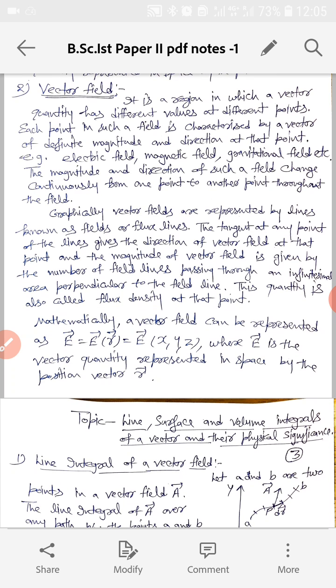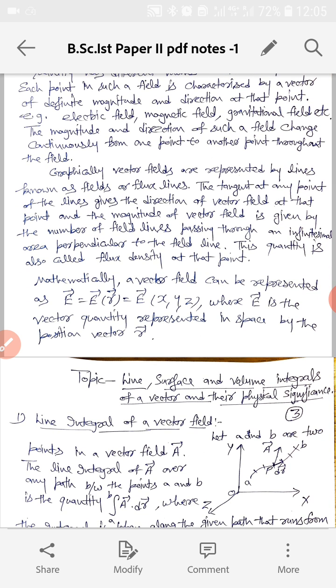These are examples of vector fields. And as we know, vector fields are represented by lines, or flux lines. The tangent at any point on a given line gives the direction of the vector field at that point. And the magnitude of that vector field is given by the number of field lines passing through an infinitely small area perpendicular to the field lines. That quantity is known as the flux density at that point.